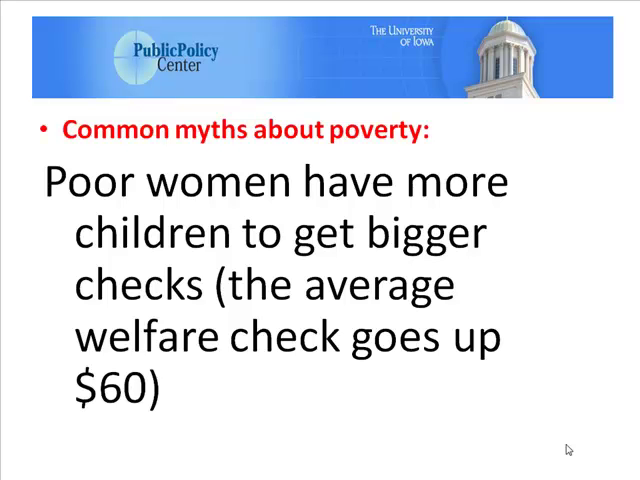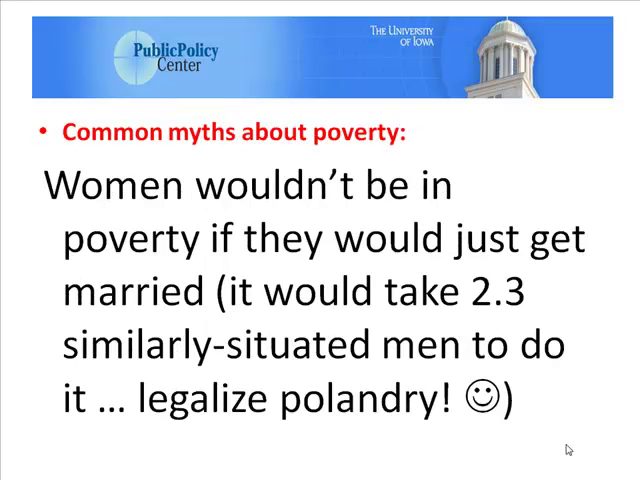Poor women, this is a good one, poor women have more children to get bigger welfare checks. That's an awful lot of pain to go through for an average of about 60 bucks. They work a couple of days in a fast food restaurant and make that up. Or how about this one? Women wouldn't be in poverty if they would just get married. Well, that's fine if they would marry 2.3 men of similarly situated economic condition. So we need to legalize polyandry.